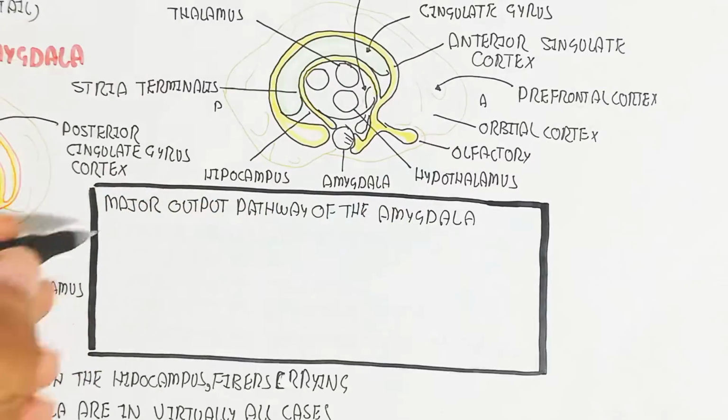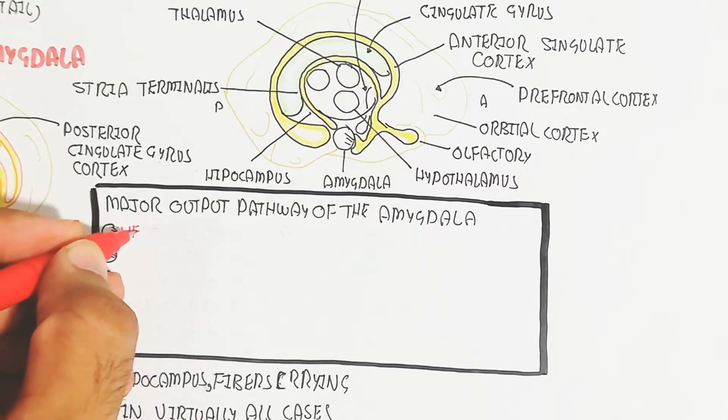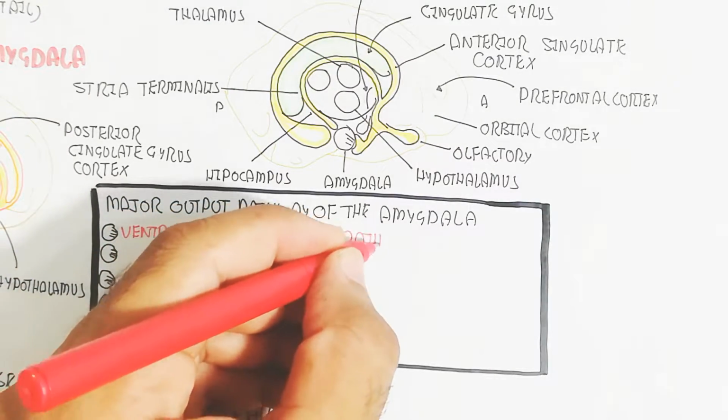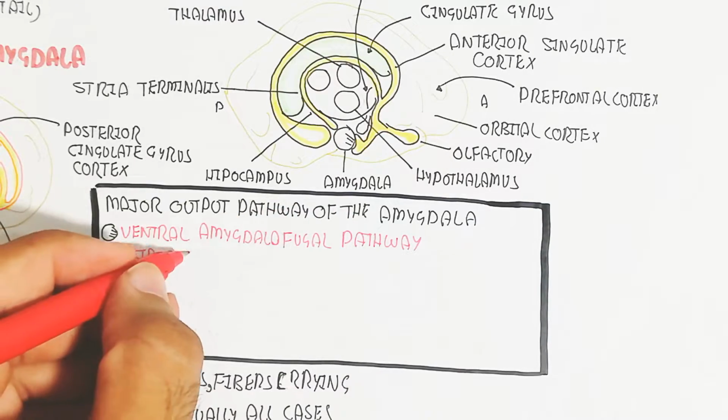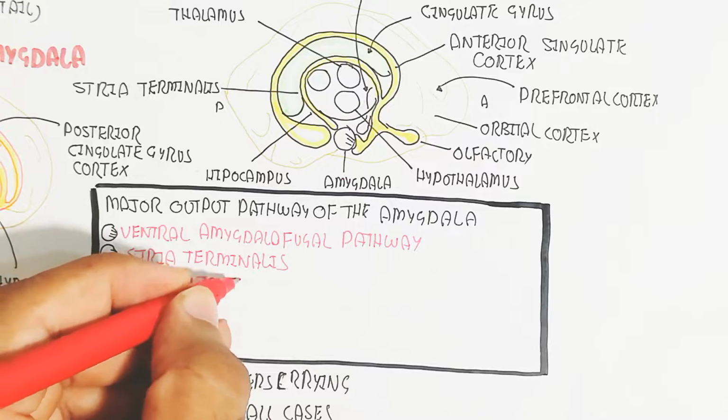So the amygdala receives the signal to change the emotion on the basis of requirement, for example happiness or sadness or other things. Now let's understand the major output pathways of the amygdala.